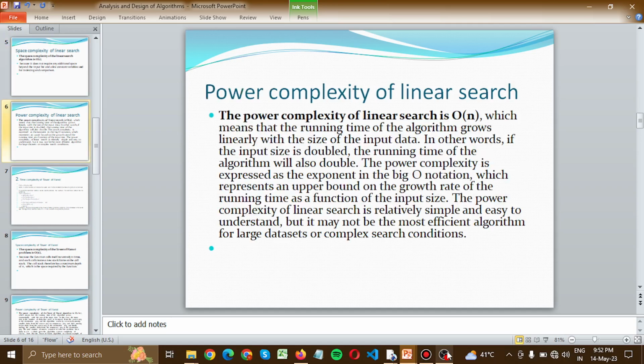The power complexity of linear search is O(n), which means that the running time of the algorithm grows linearly with the size of the input data. In other words, if the input data is doubled, the running time of the algorithm will also double. The power complexity is expressed as the exponent in the big O notation, which represents an upper bound on the growth rate of the running time as a function of the input size. The power complexity of linear search is relatively simple and easy to understand, but it may not be the most efficient algorithm for large datasets or complex search conditions.